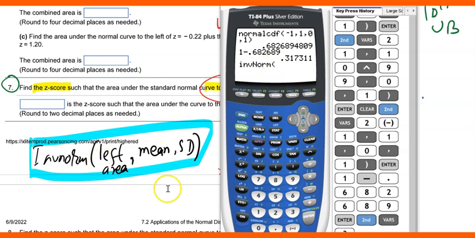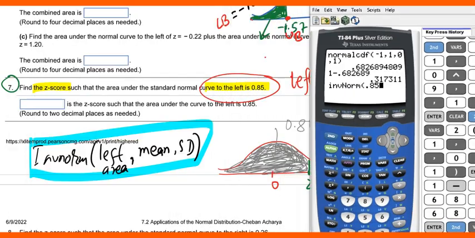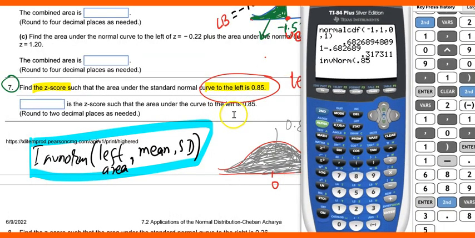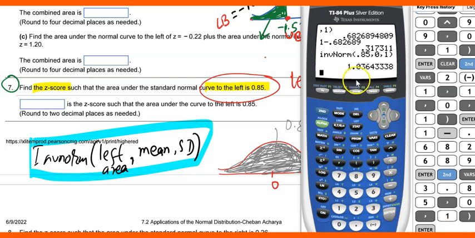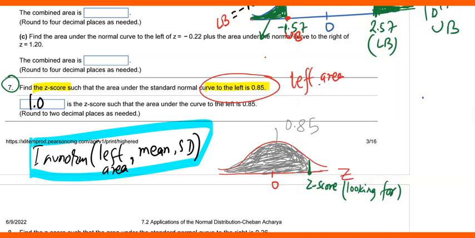And here put the left area, which is going to be 0.85. You see that area under the curve to the left of that point? That means this must be the number you put here as the left area, comma, mean is 0, comma, standard deviation is 1, close it. Okay, and you get the answer 1.036, rounded to 2 decimal places, it's going to be 1.04. Therefore the answer is 1.04, and that means this point here is 1.04.